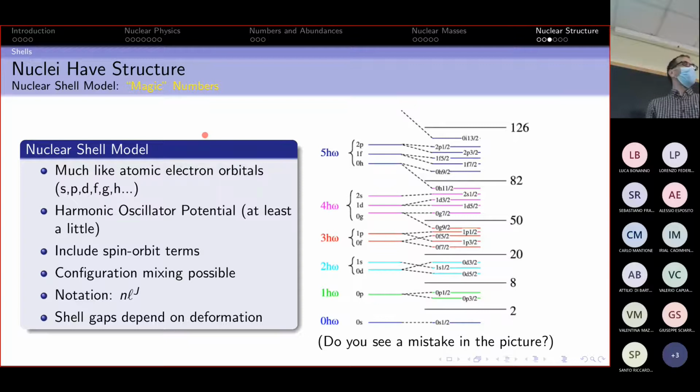I can't spot any mistake. Yeah, for a harmonic oscillator, this is good. For the nuclear shell model, it's actually 28 here, because this comes down a little lower.